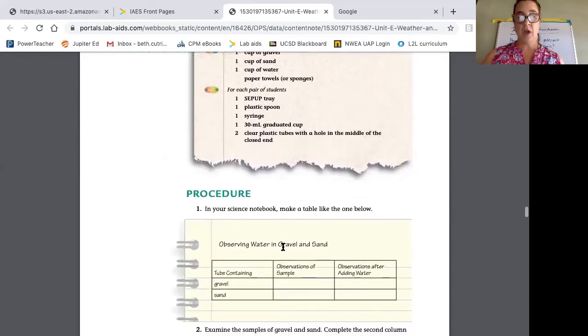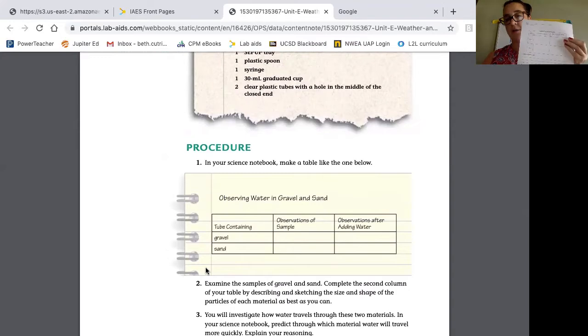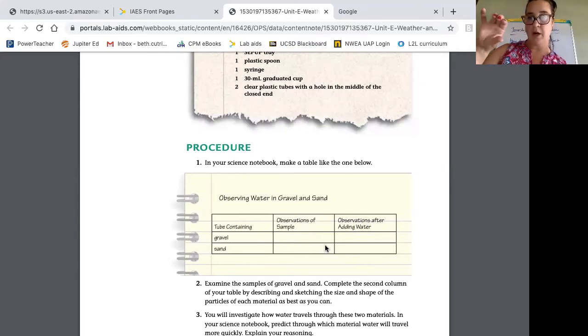So before we watch the video, you are going to need to take a look at this chart on page 2. So you would be drawing this in your notebook if we were at school, but we have one on our handout. And basically we're going to make 2 observations. We're going to make an observation of the sample without water, and then we're going to make an observation after we add the water. So you'll be watching the video. There's no talking on the video. It's just somebody pouring water into sand and then pouring water into gravel and then watching them for 5 minutes.